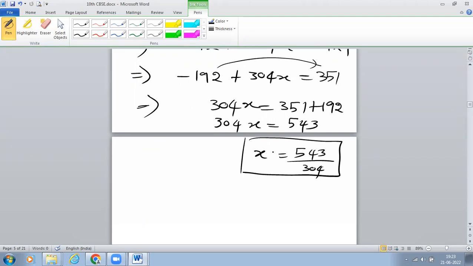Please write. Now the remaining step is the same as the previous one. That is substituting x is equal to 543 by 304 in any one of the equations. Before, we got y first and substituted that y in equation number 1 or 2 to get the value of x. Here we got x first. Now we have to substitute this x in any one of the equations to find the value of y.